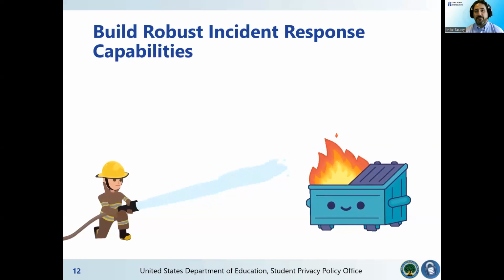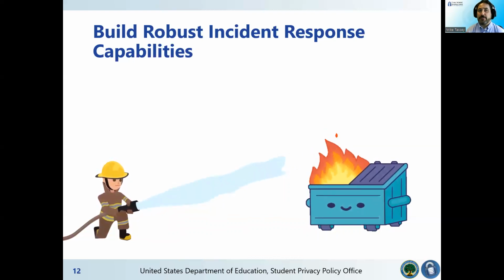So in the previous slides, we've discussed strategies and ways to protect or prepare for cyber incidents and data breaches. Now let's flip the script and look at best practices for building incident response capabilities.